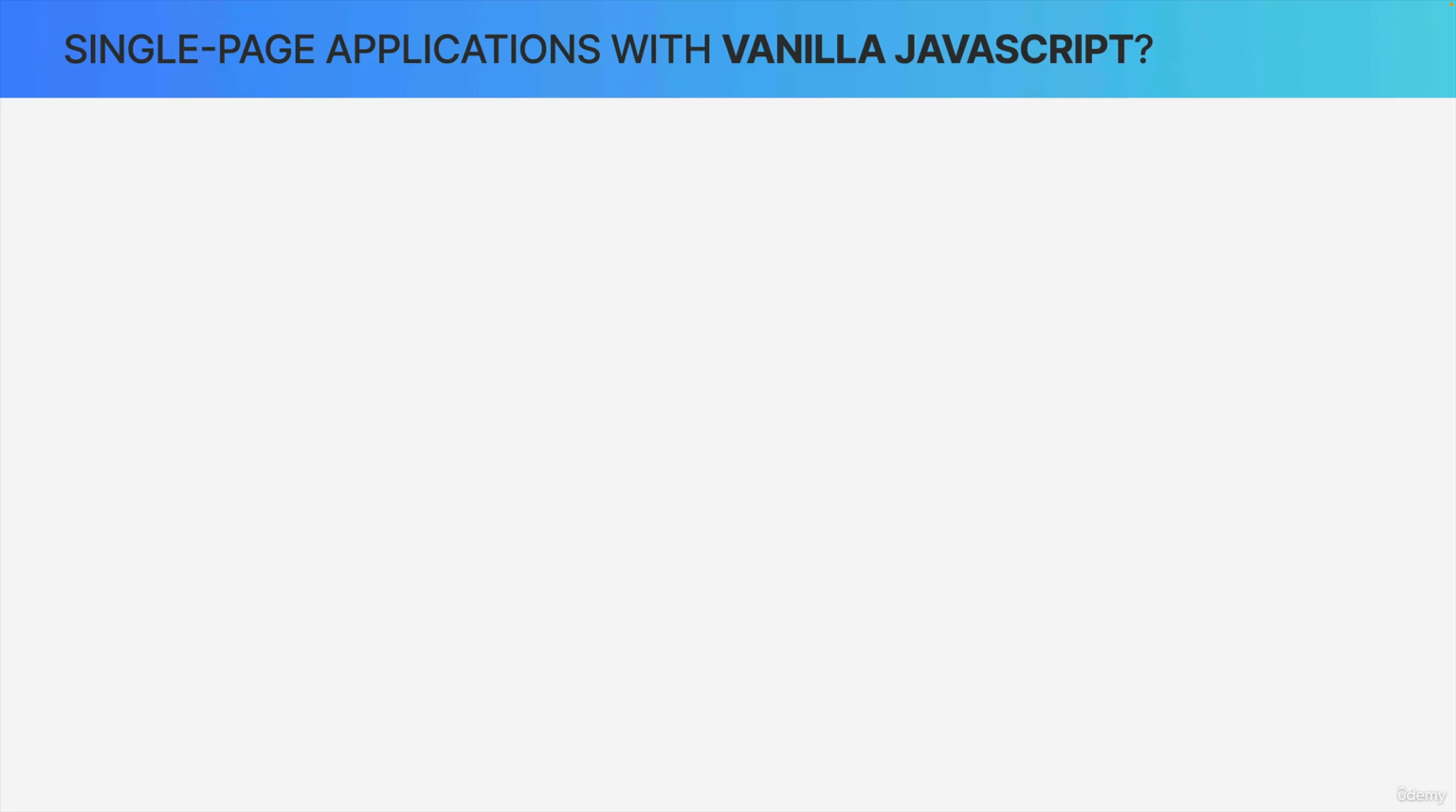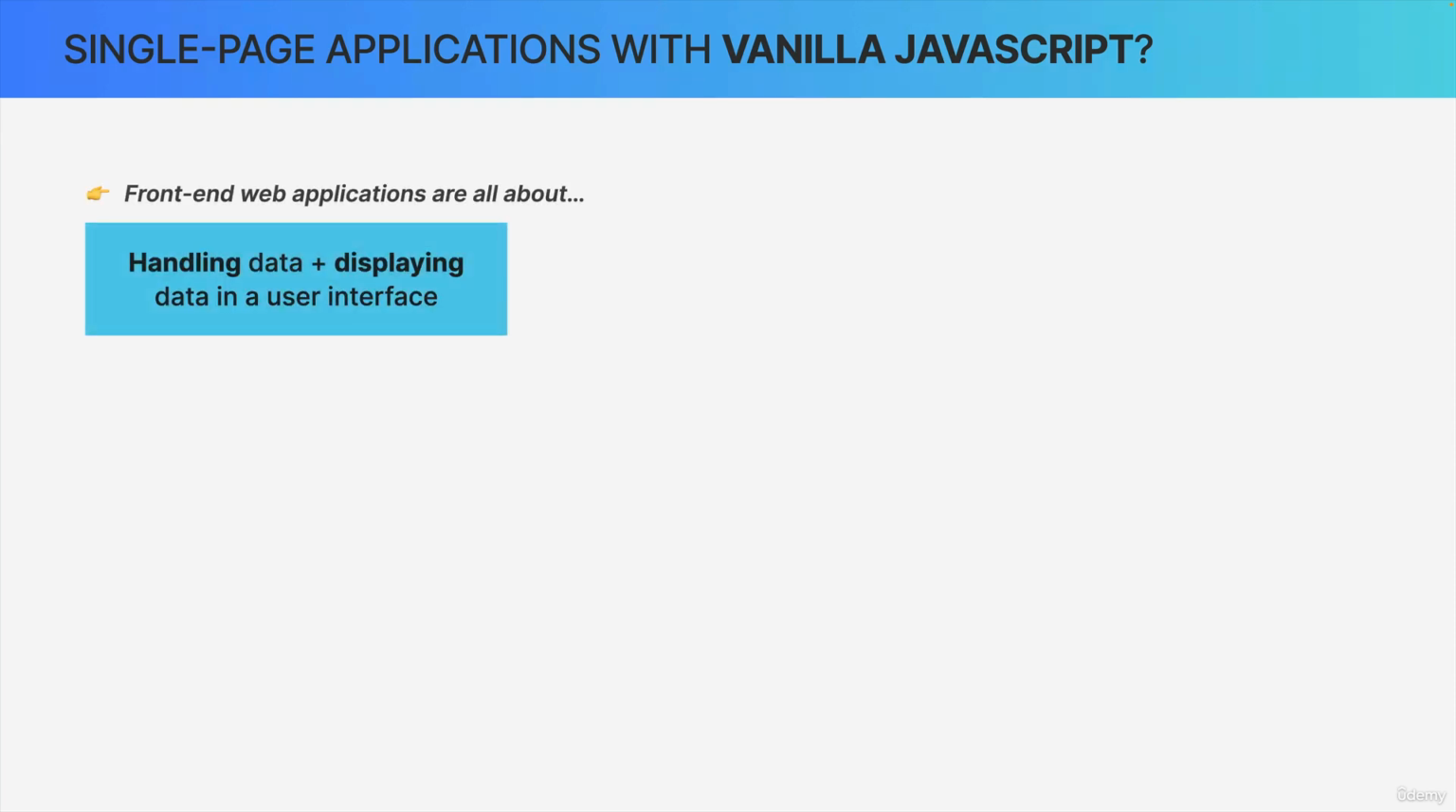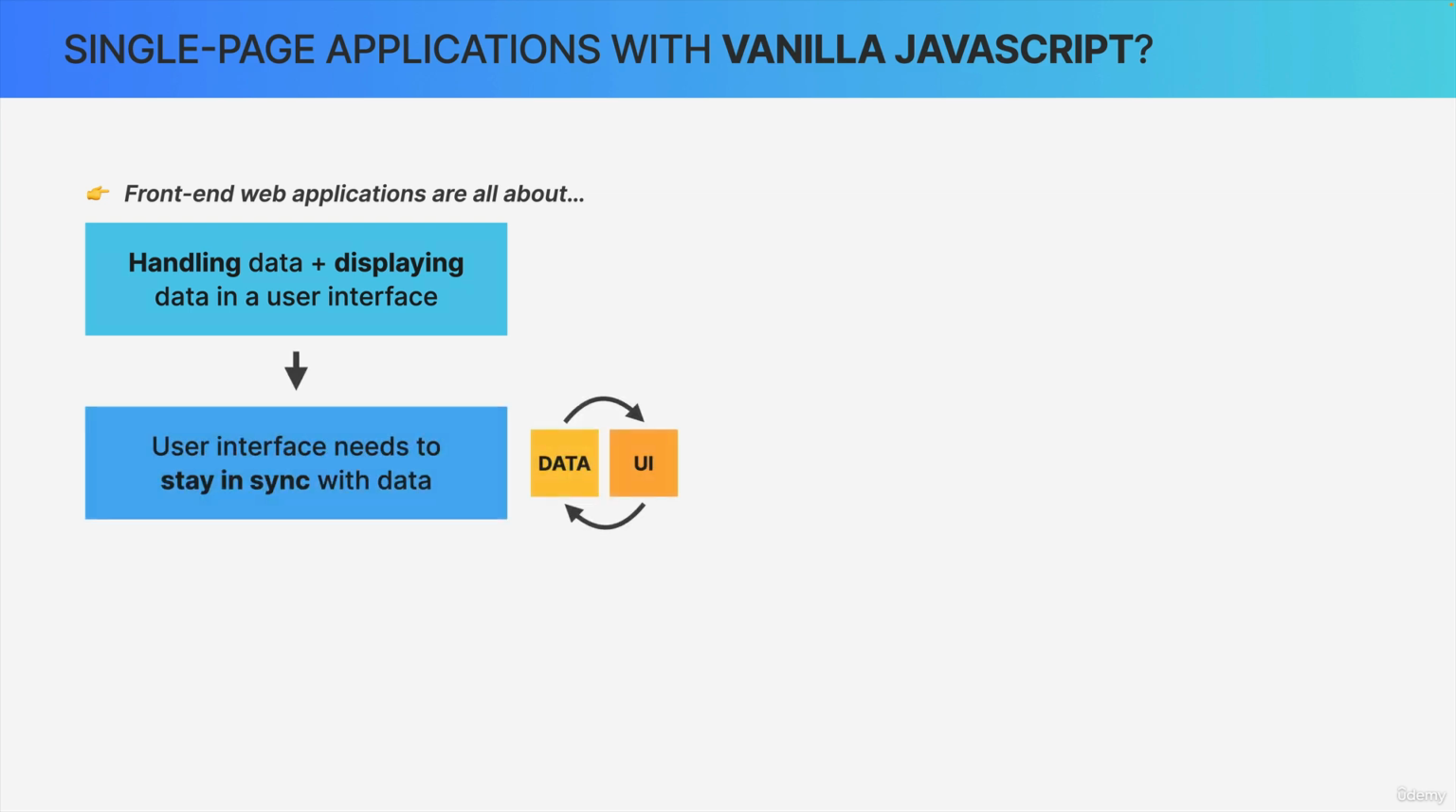But first, let's establish that building any front-end application is really all about handling data and then displaying that data in a nice user interface. That's basically all a web application does, if you think about it. So it receives data, changes the data as the user uses the app, and it always displays the current data on the screen. What this means is that the most important task of a single-page app, and really of any application and website, is to keep the user interface in sync with the data. Or in other words, is to make sure that the UI always displays the current state of the data.